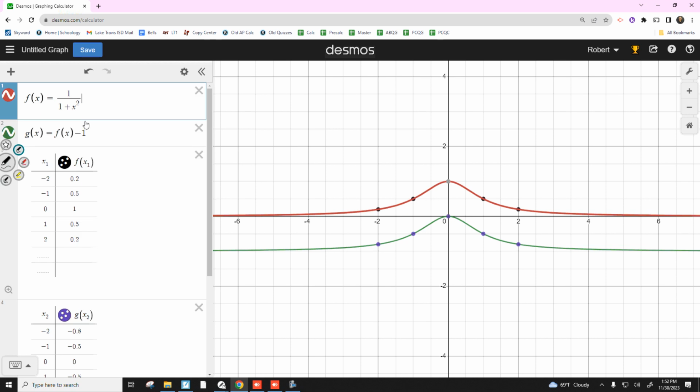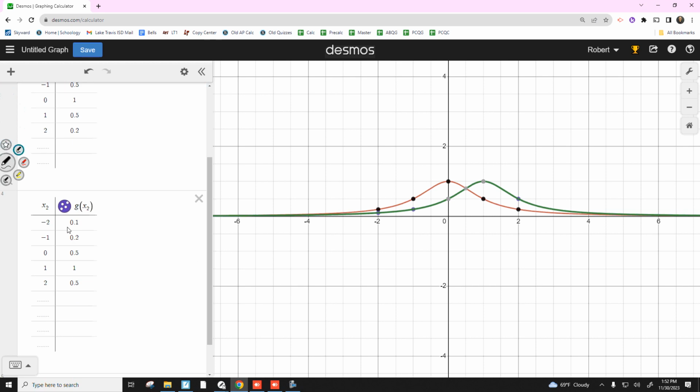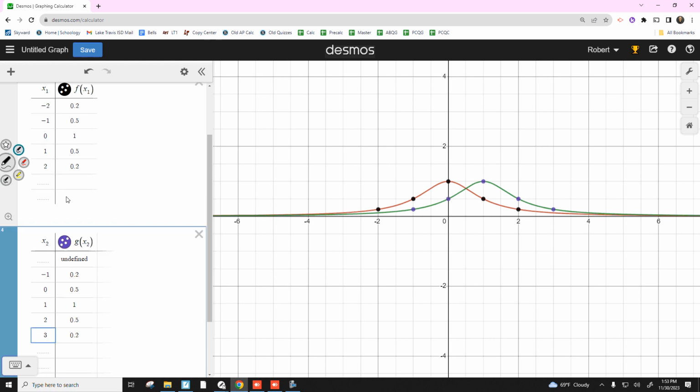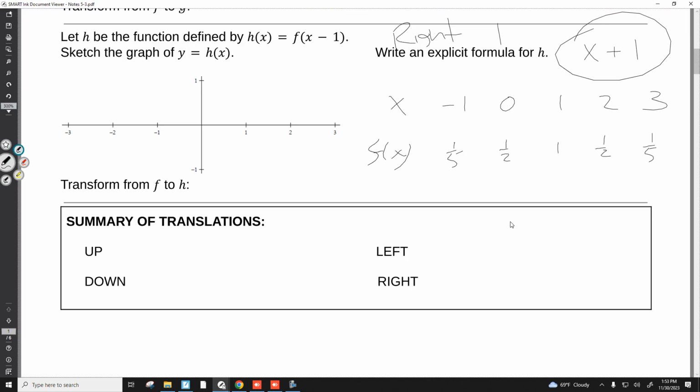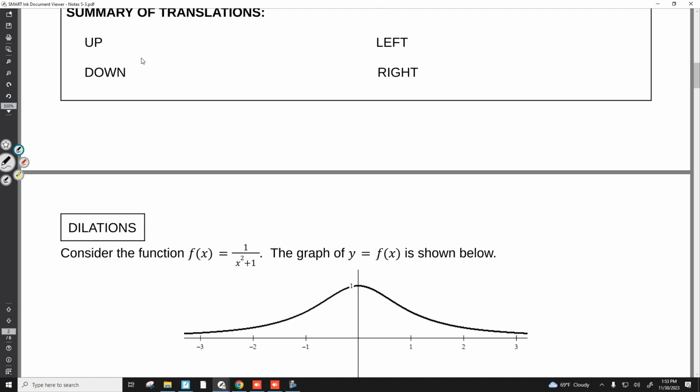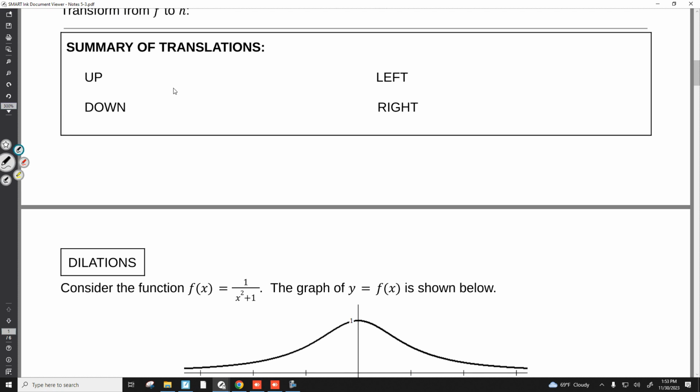You can see if I do f of x minus 1, I would change my x's to be -1, 0, 1, 2, 3, and my y's do not change. My x's change, boom, I've shifted to the right one. Cool? Great. We understand outsides up and down, insides left and right.